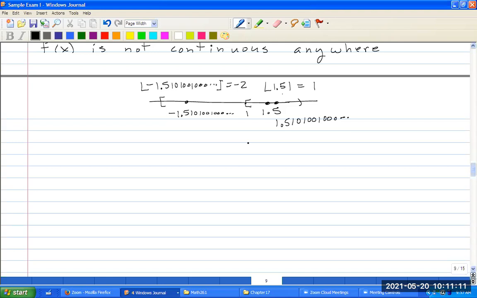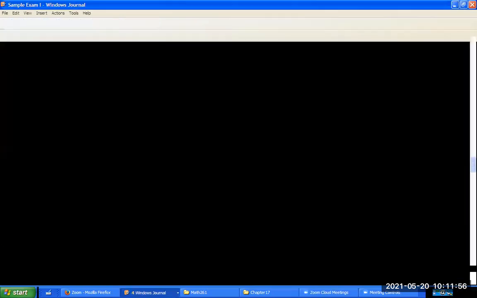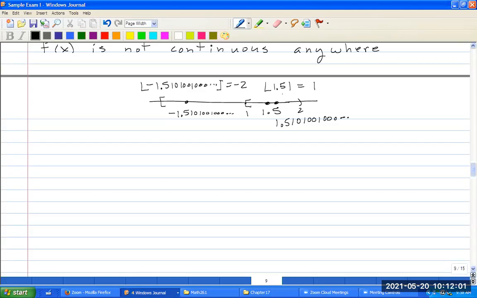So if you try to approach any number between 1 and 2, rational or irrational, well, in between any two rational numbers, there's an irrational number. In between any two irrational numbers, there's a rational number. So as you take values between 1 and 2, for rational numbers I get 1, for irrational numbers I get negative 2. So it keeps oscillating back and forth between 1 and negative 2, depending on if I'm choosing a rational or irrational number. And it'll do the same thing for any sort of n.